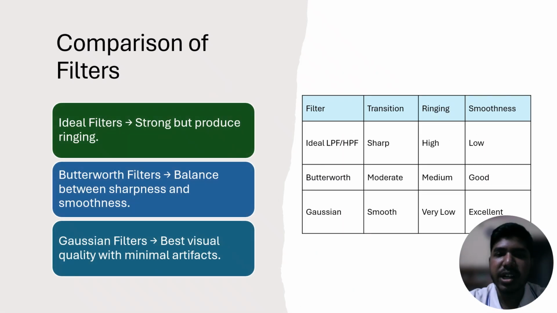Now let's compare these filters. Ideal filters have sharp cutoff but produce more ringing. Butterworth filters provide a balance between sharpness and smoothness. Gaussian filters provide the smoothest results and the least ringing. In many cases, Gaussian filters give the best visual quality.